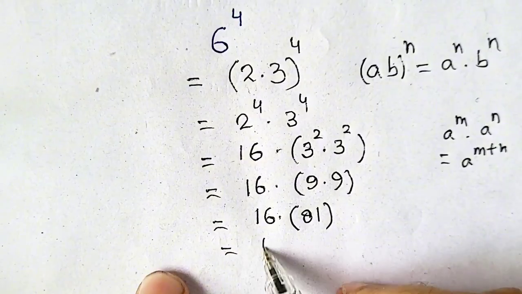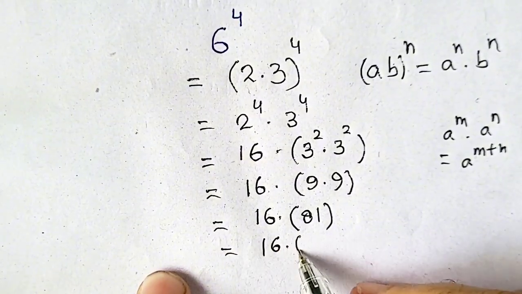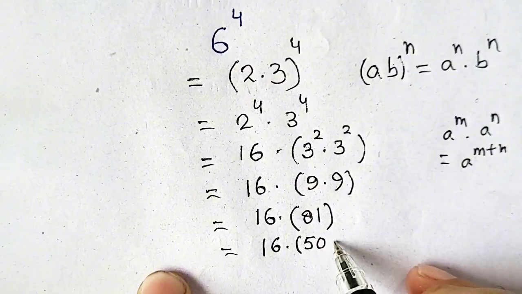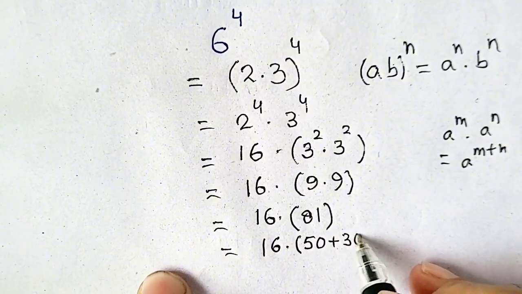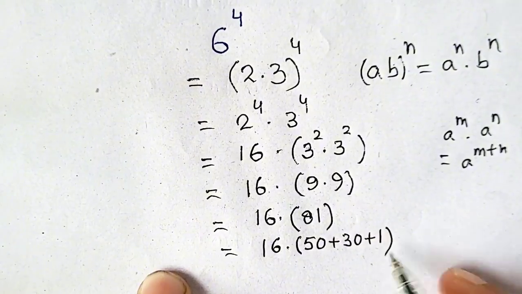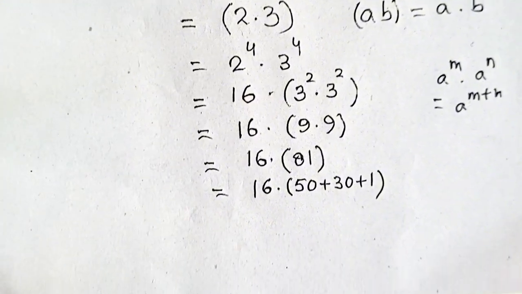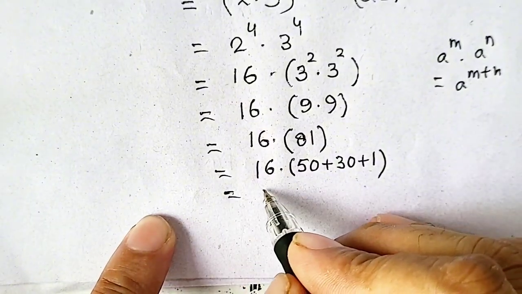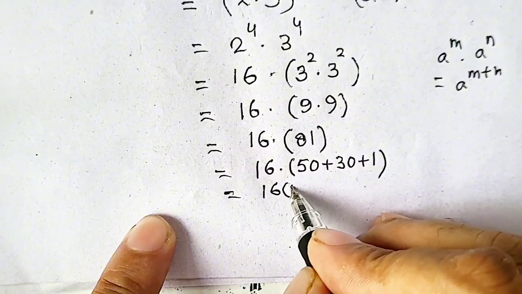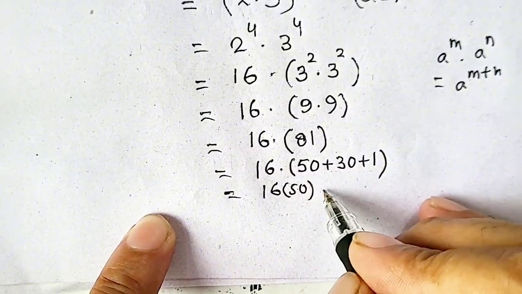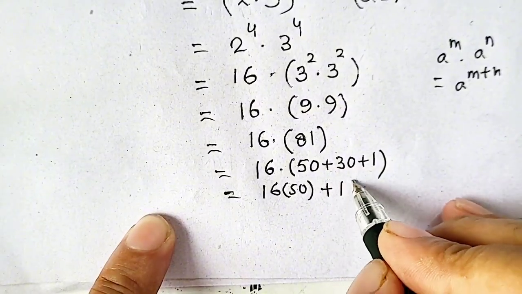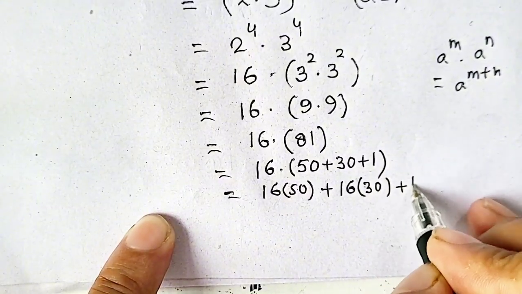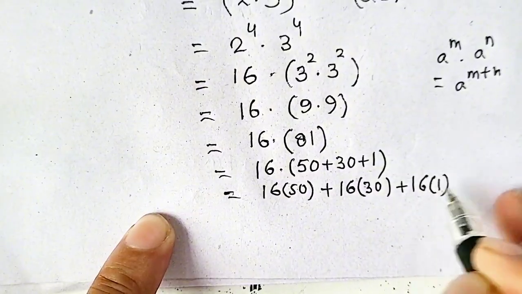Now it is 16 times, we can write 81 as 50 plus 30 plus 1. So again, we simplify it to get 16 is multiplied by 50. So 16 times 50 plus 16 times 30 plus 16 times 1.